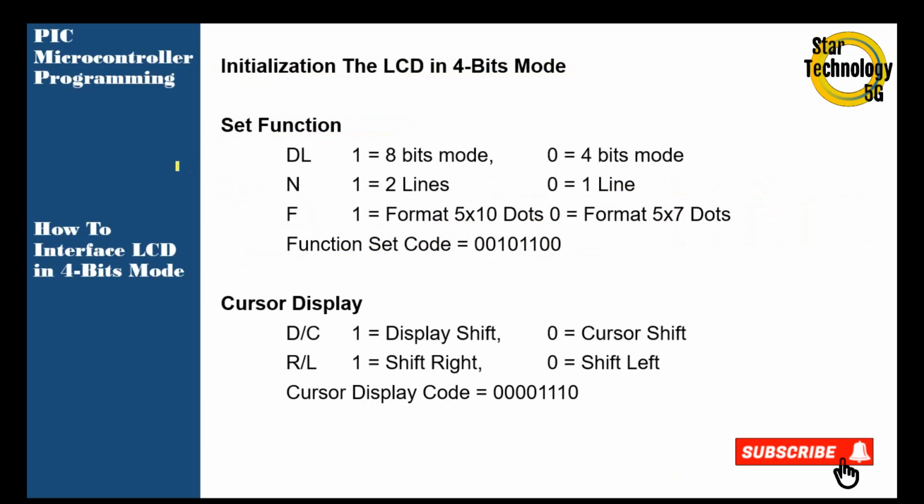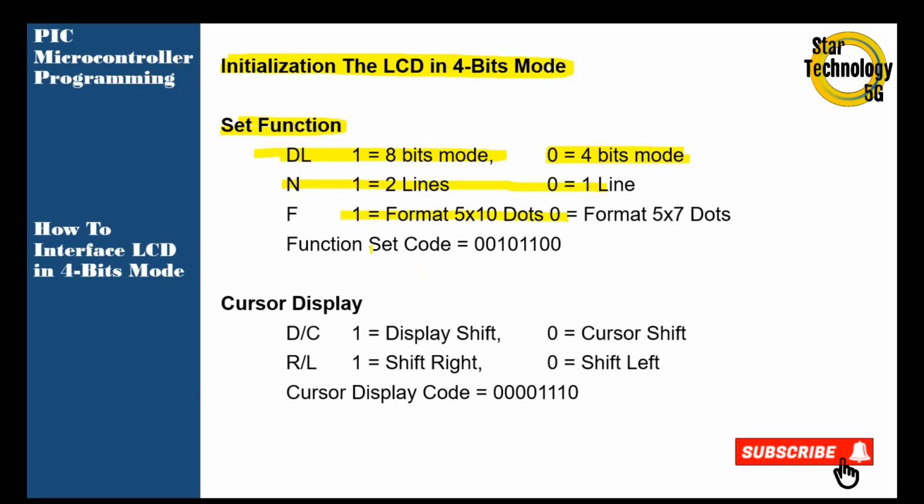How to initialize the LCD in 4-bit mode. In last video we used the LCD in 8-bit mode. We set the DL 1. It will set the LCD in 8-bit mode, but in today's video we will use 0. 0 is used for 4-bit mode, and we will use N equal to 1 for 2-line mode, and we will use F equal to 1 for format 5x10 dot.